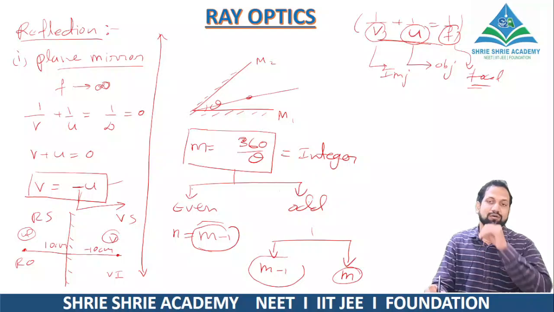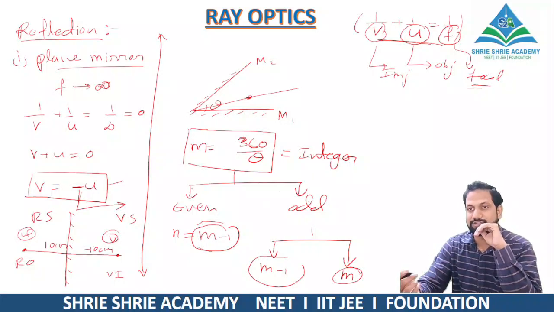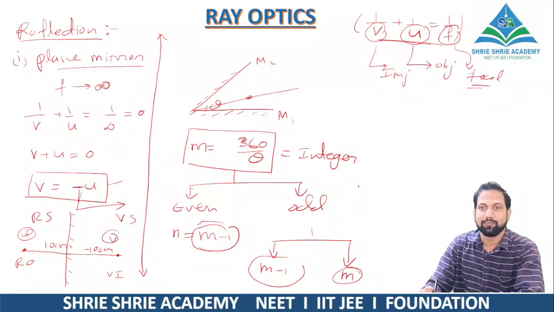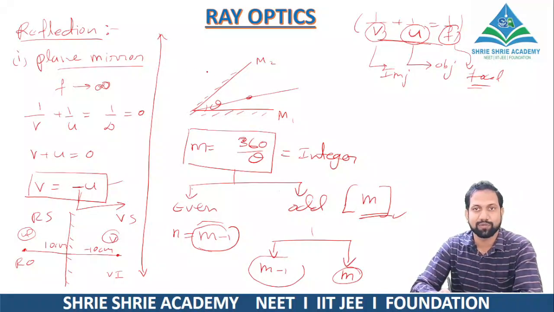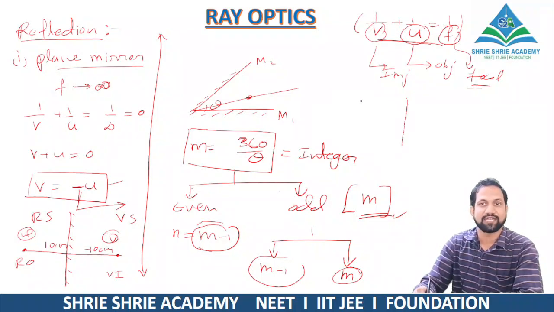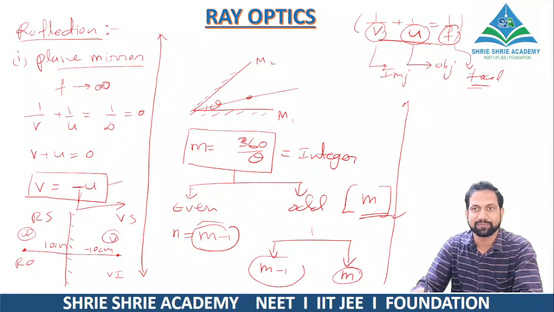If m is a fractional number, like 2.6 or something, then you have to consider the bracket value of that m, understand. My intention is that the number of images formed due to inclined plane mirrors is an important topic that you have to concentrate on. This has been explained in the class, and you can see the notes of my class and prepare this.